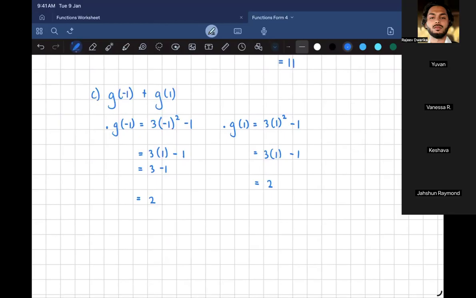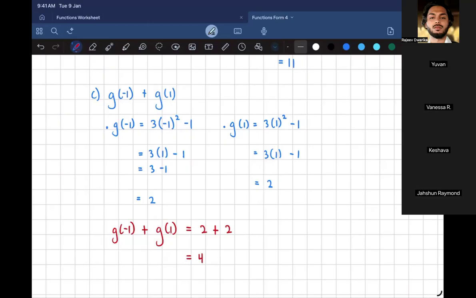So Yvonne, let me finish up this thing, right? If I ask you what g of minus 1 is, what would you tell me? G of minus 1 is 2. Right? So we have g of minus 1 plus g of 1. Right, so g of minus 1 is 2, and g of 1 is? 2. Right, so it's 2 plus 2. 4. Nice.